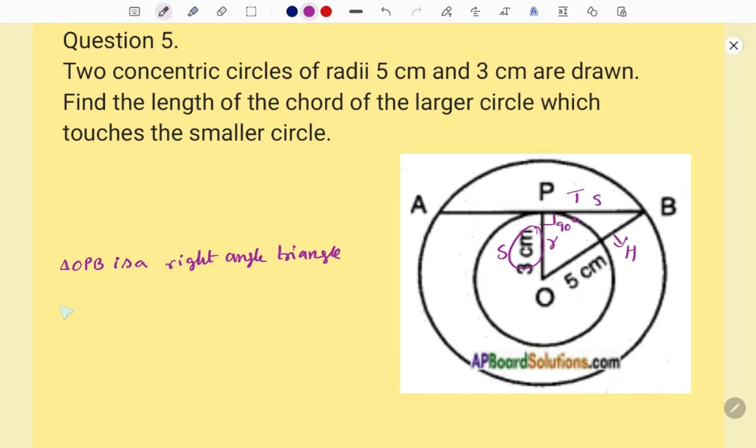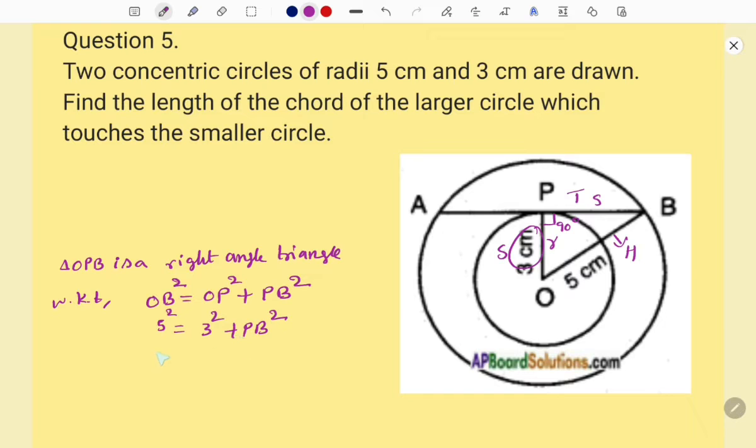By Pythagoras theorem, how can you write hypotenuse OB? OB square is equal to OP square plus PB square. From the Pythagoras theorem, hypotenuse square equals side square plus side square. We know OB is how much? 5. So 5 square is equal to OP, which is 3, 3 square plus PB square.